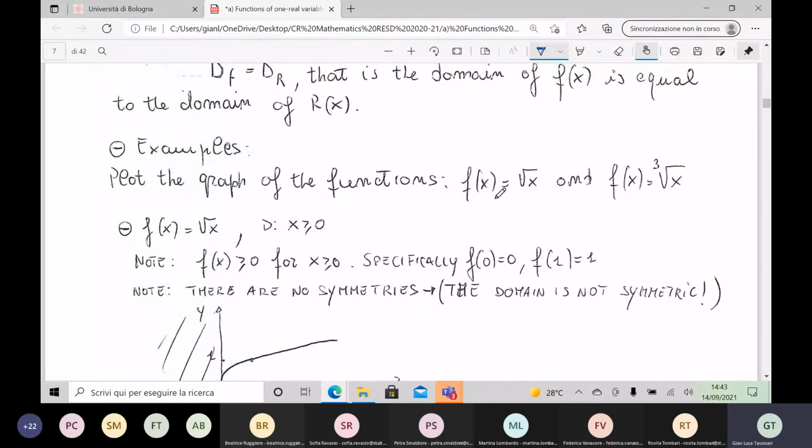Which is the domain of this function? Reason with me. You have an even root. You have to require that everything inside the root must be greater or equal than 0. Inside the root you have only x, so you have to require that x is greater or equal than 0. As always, you can represent the domain as you like. Here I use the simplest method.